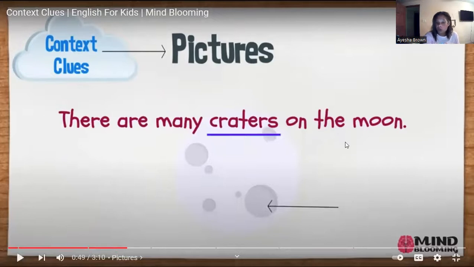All right, so we all know what a moon is, but you might not know what craters are. So she's saying that you can actually use the picture to help you figure out what the unknown word is. So if you look at all these little spaces, it's like, those must be craters.